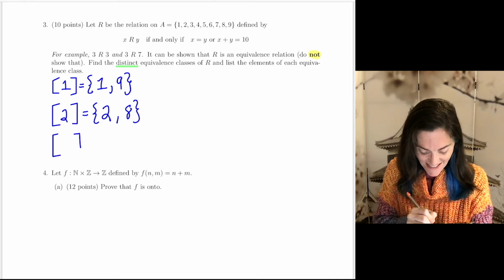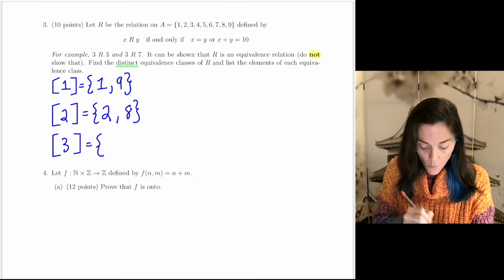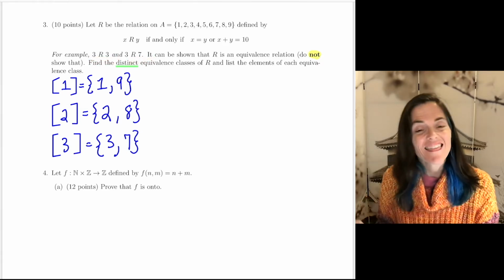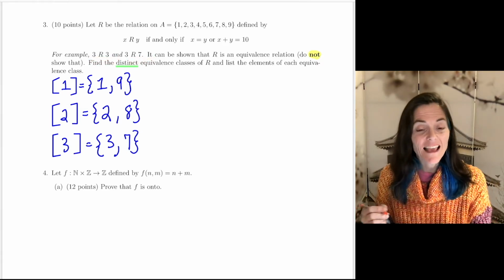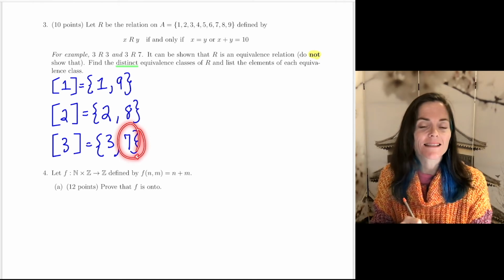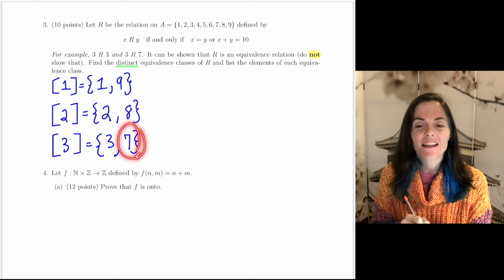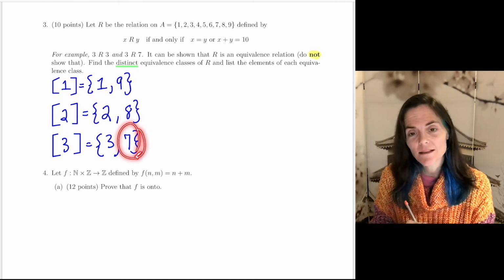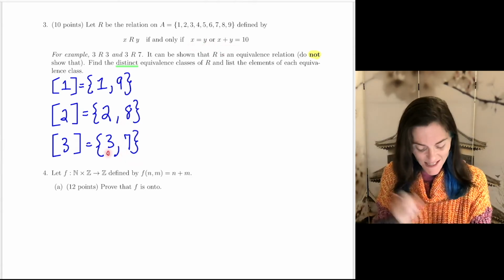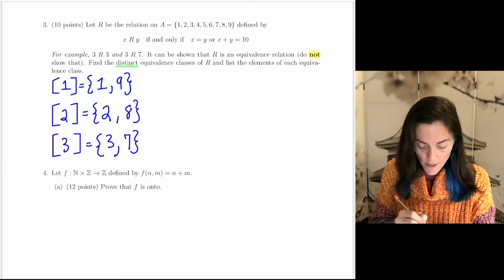We continue this. Let's figure out the class of 3. Well, it contains 3 and also 7. In fact, these are the 2 here. But nothing else. Okay, nothing else. In fact, all of the elements that relate to 7 are in this class. 7 is related to 7. And then the only other element that satisfies either x equals y or x plus y equals 10 is this one. Okay, so now we move on.